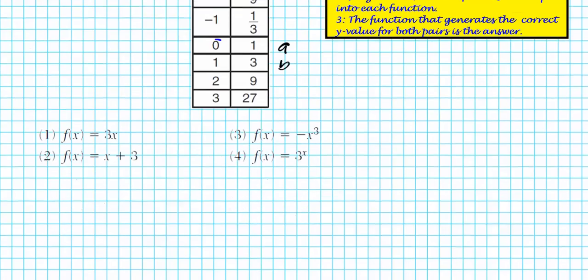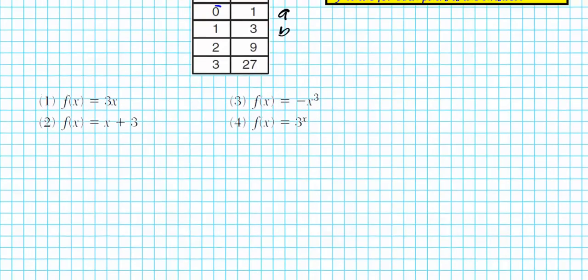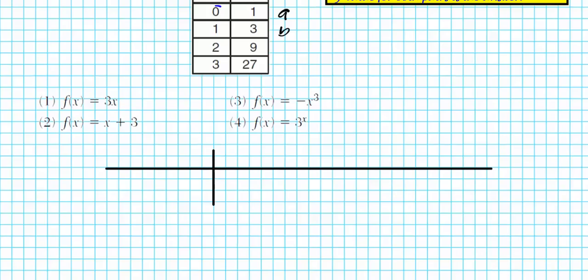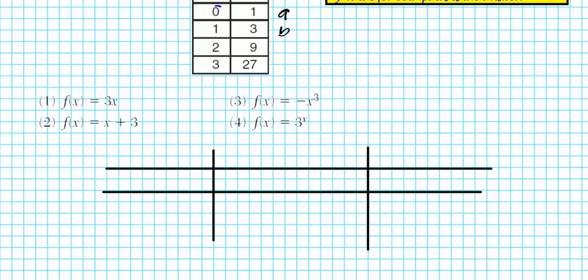Now, in order to keep my work organized, when I'm testing functions, I like to use tables. So everything is nice, neat, and visual. I'm going to organize my functions in the leftmost column, and then I'm going to be testing my coordinate points on the 2 columns to the right of the leftmost column. So let me get this looking nice. All right, so let's get this organized real quick. All right, so let's start with function number 1.